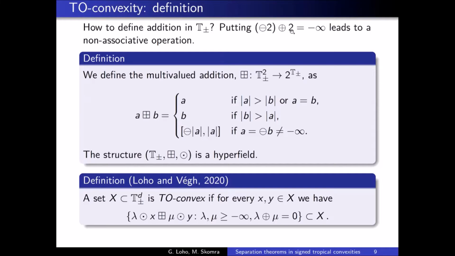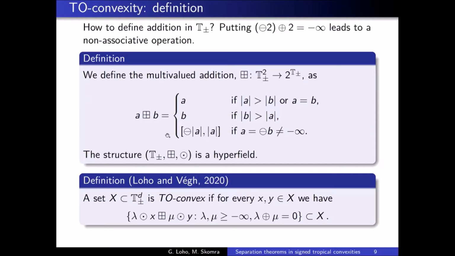It is when you have two numbers with the same absolute value, but they differ by a sign. And in this case, the multi-valued addition tells you that the result of this operation is the whole interval between -2 and 2. So it is multi-valued only in this case. And now this structure with this addition is quite nice because it is a hyperfield. So it is basically like a field, only that the addition is multi-valued.